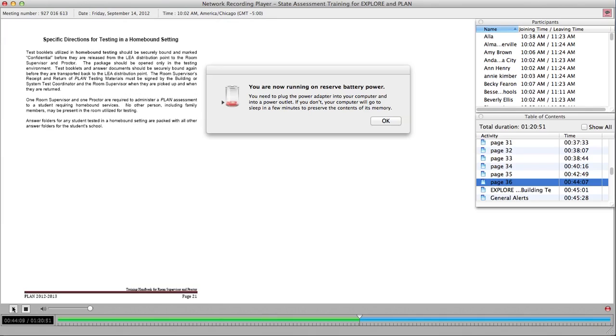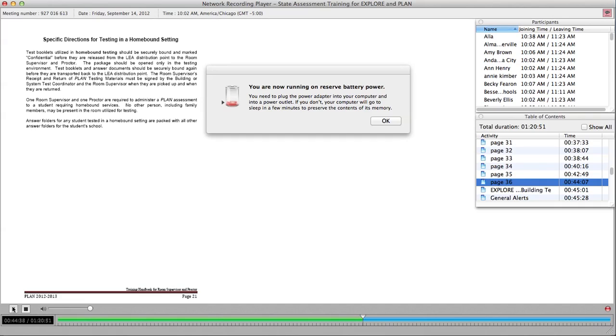When you have someone who's testing in a homebound setting, this requires two certified teachers or personnel. They will go to the homebound setting. They must check out materials on the day of the test. They must be sealed by the building test coordinator, or if they're checked out by the system test coordinator, they must be securely bound. They go to the student's home. No one may be present in the room while the test is being administered.